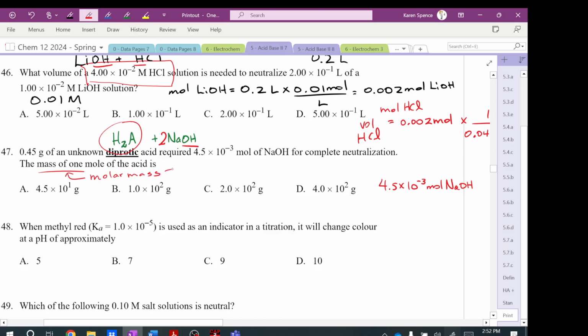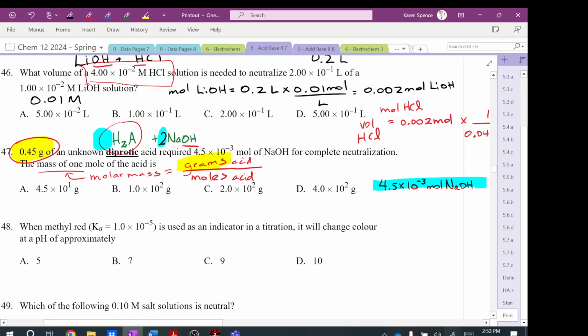And molar mass is equal to grams over moles. We know the grams of the acid, so that's going to be easy to plug in right here. We need the moles, the grams of the acid over the moles of the acid. Right now we have moles of base. So we need to convert moles of base into moles of acid.